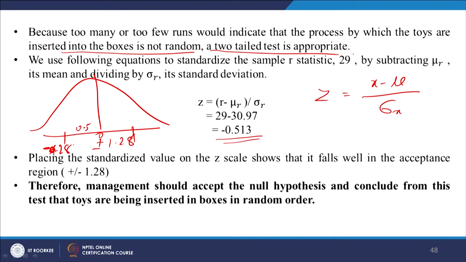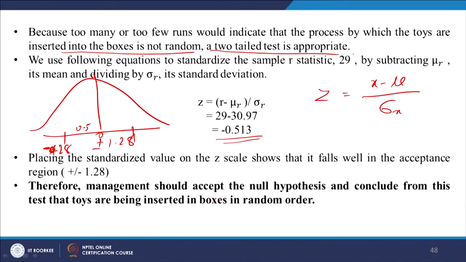Since it is lying well within the range, the management cannot reject the null hypothesis. So, he should accept the null hypothesis. Actually, the word accept is not the correct word to use. It should be said the management cannot reject the null hypothesis and concludes from this test that toys are being inserted into the boxes in a random order, right. So, the management accepts the null hypothesis that the toys were being placed into the boxes in a random manner, ok.